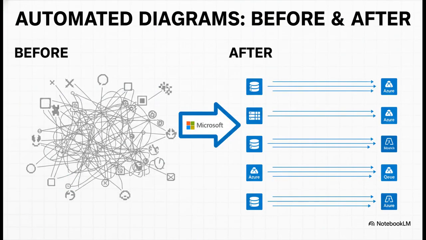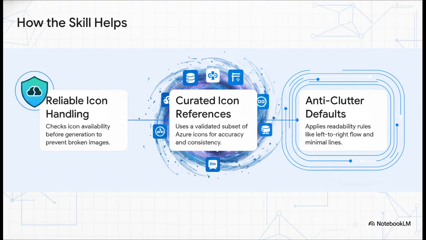So what does the skill really do? Well, it's laser-focused on fixing all the little things that most automated diagramming tools get wrong. The stuff that turns a potentially useful diagram into a confusing mess that makes you want to pull your hair out. It really zeroes in on three key things to make the diagrams better. First up, reliable icon handling, so no more broken images. Second, it uses a curated, validated list of official Azure icons, so you'll always get the right one. And third, and this is a big one, it applies a bunch of smart anti-clutter defaults right from the start.